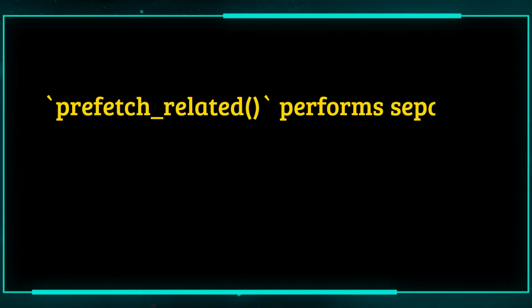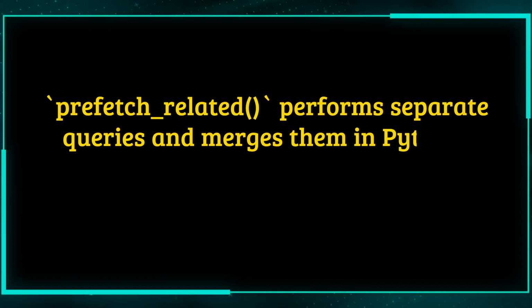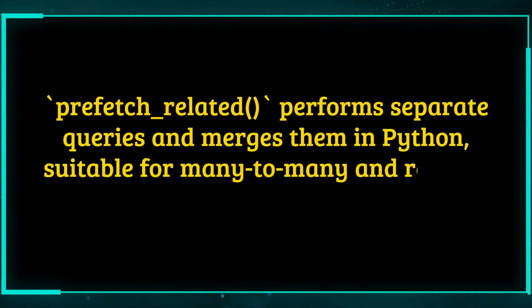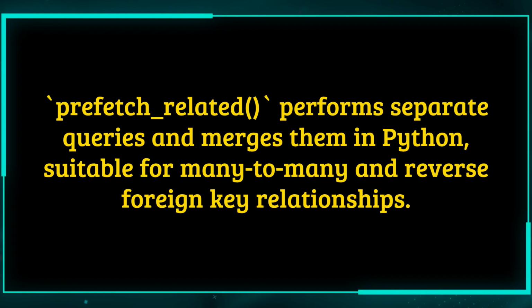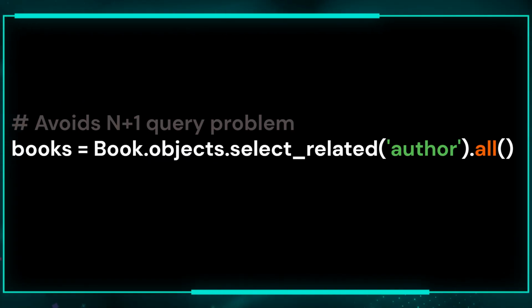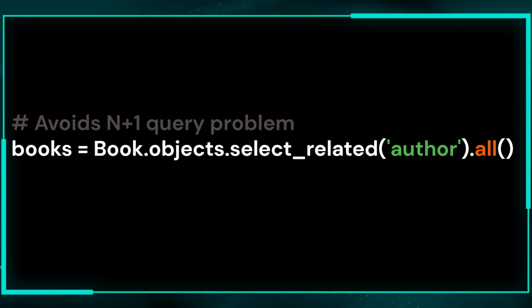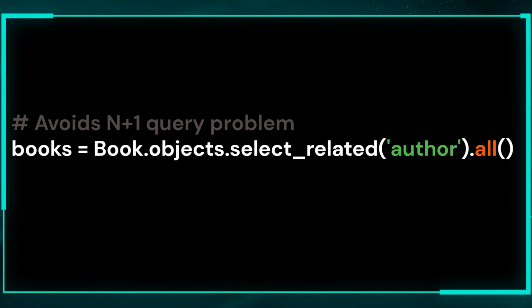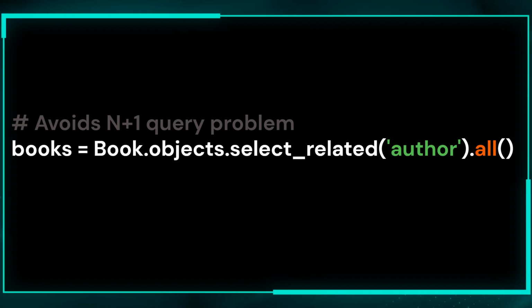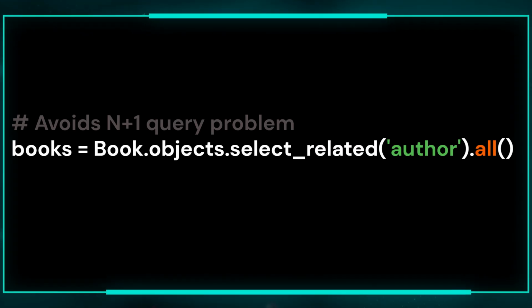prefetch_related performs separate queries and merges them in Python, suitable for many-to-many and reverse foreign key relationships. Without them, Django would run a separate query for each related object, leading to performance issues in large datasets. These methods significantly improve efficiency when accessing related data.